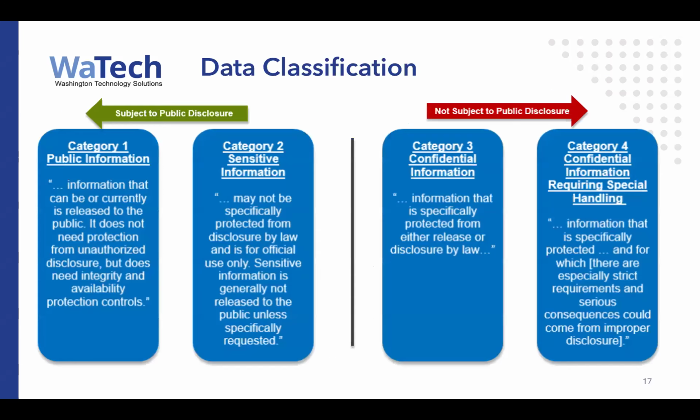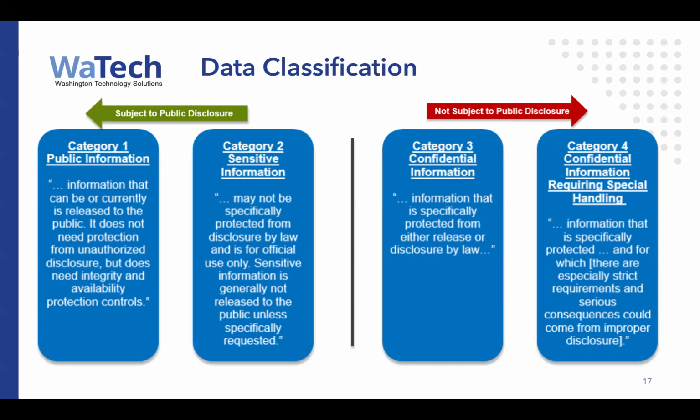And then one other concept that's important for this conversation is the idea of data classification, which is a schema that we have specific to Washington State to classify information into general buckets where we should have similar controls wrapped around that information. It requires classifying data from category 1 to 4, with category 1 being public information, all the way up to category 4, which is confidential with other special handling requirements around it. And the key distinction here is that category 1 and 2 are subject to public disclosure, while category 3 and 4 are not subject to public disclosure.